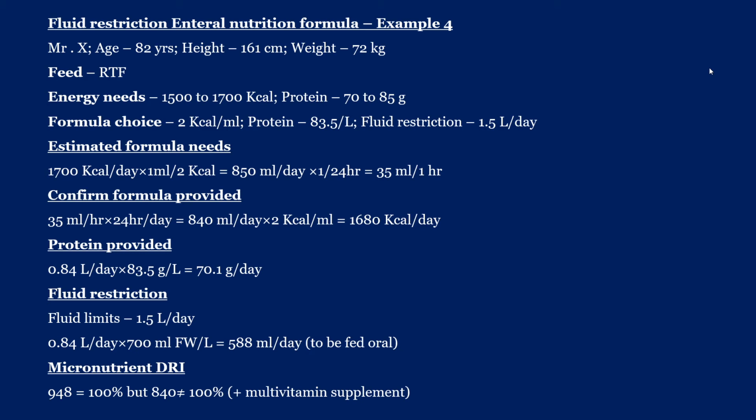It is reconfirmed by ml per hour into 24 hours, which gives total ml per day, which is multiplied by 2 calorie per ml, which gives total calorie per day. The protein value was calculated by total ml per day into the product's protein per liter, which gives total protein per day. Fluid restriction was found to be 1.5 liter per day. Total ml per day into free water per liter gives how much ml of water per day is to be fed.